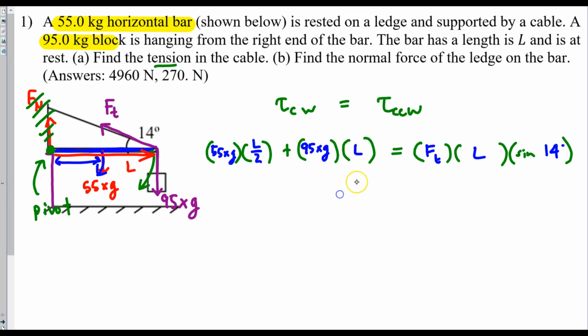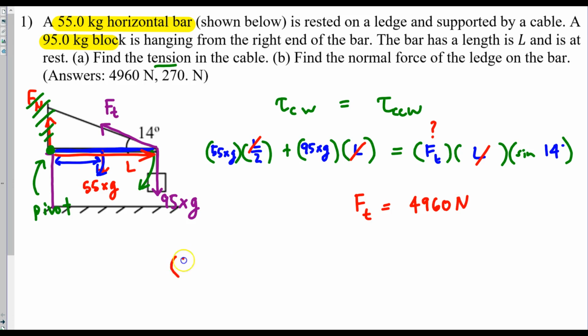So look at this. Almost by magic, you can divide both sides by L, and the L's will cancel out. And now you have a single unknown in your equation. So you can solve for force of tension, and hopefully you get this value, roughly.